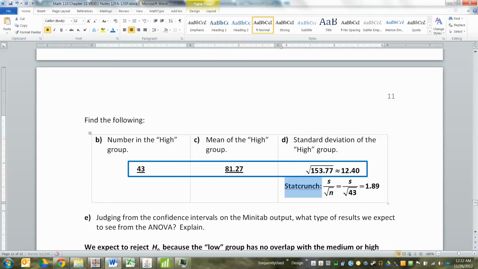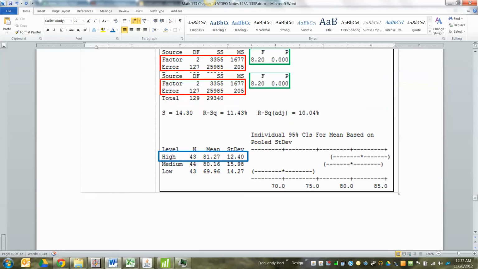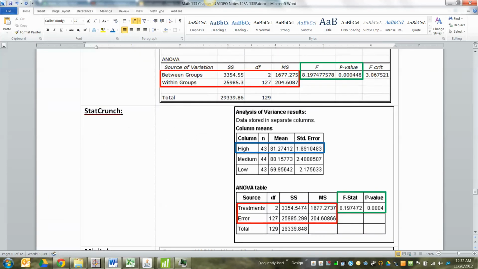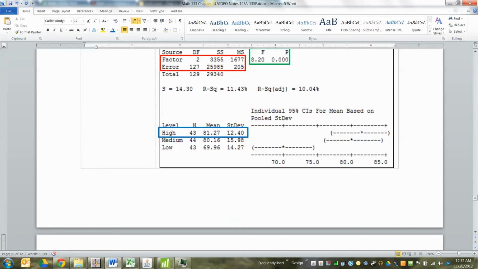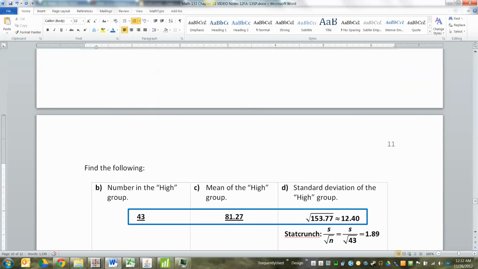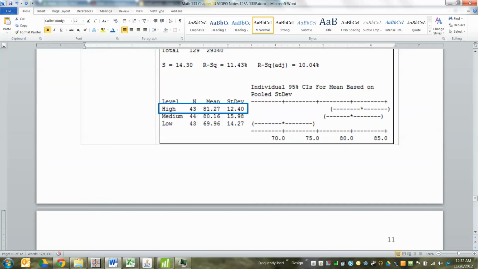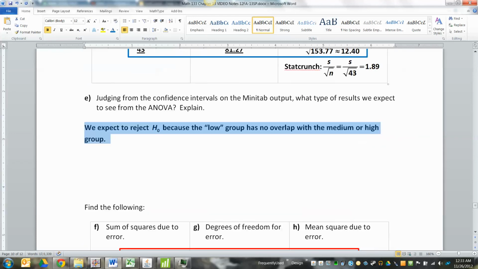All right, next. Judging from those confidence intervals on that Minitab output right here, just sort of a glorified version of what we were seeing from StatCrunch. But this is a different problem, obviously, but it's those kinds of things. So you can see, hey, look at these confidence intervals. Does it appear that somebody's different? Yes, right? We expect to reject the null hypothesis because you can see the low group is not overlapping with these other two. So you bet you're going to show there's a big difference between these groups.